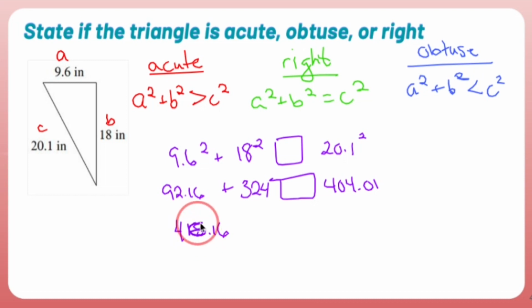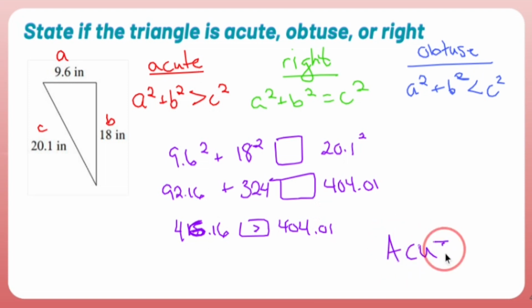416.16. Yeah, that would make sense. And 416.16 is greater than 404.01. So since the sum of the two smaller sides squared was greater than the longest side squared, I have an acute triangle, which means all three angles are less than 90 degrees. Kind of tricky, but when you break this all down, you can be like, oh, okay, I see what that guy did there.